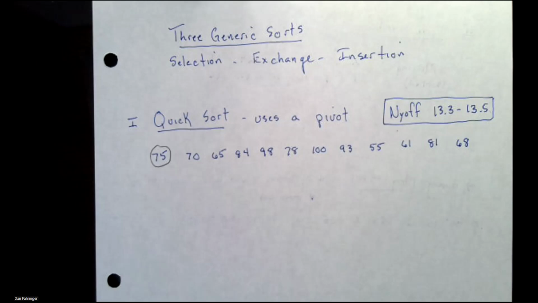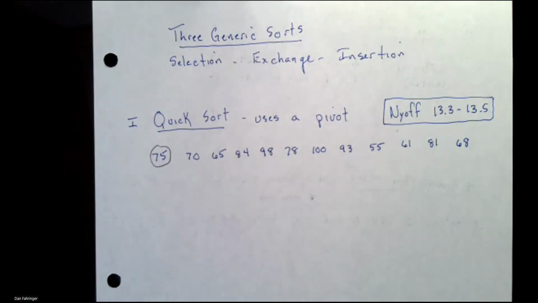What would be a bad pivot here? 75 is what we're looking at right now. What number would be a bad pivot? 100. Yeah, 100. Everything's less than 100. Two. Two would be a bad pivot.